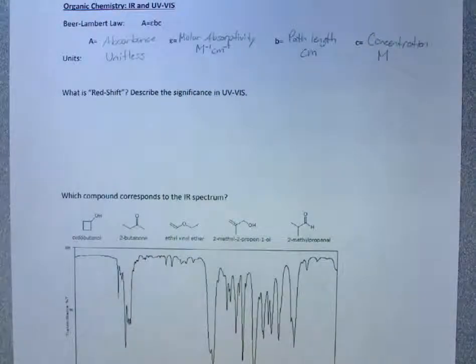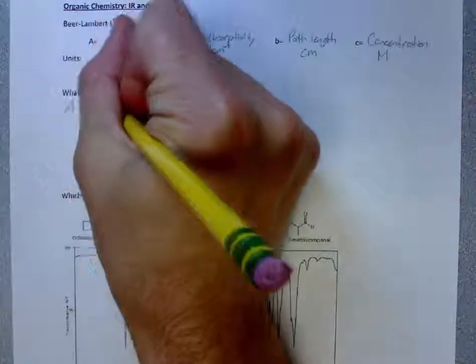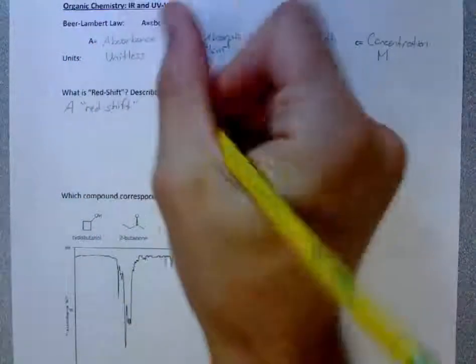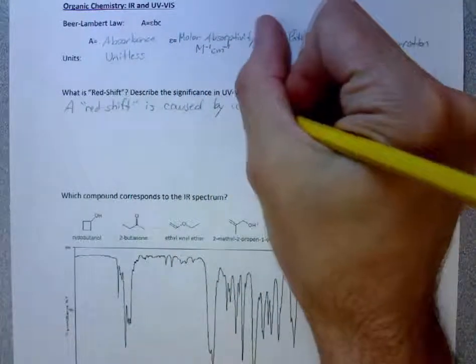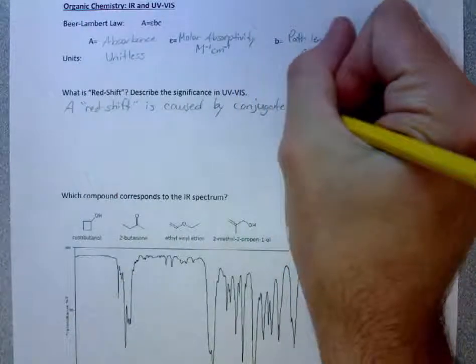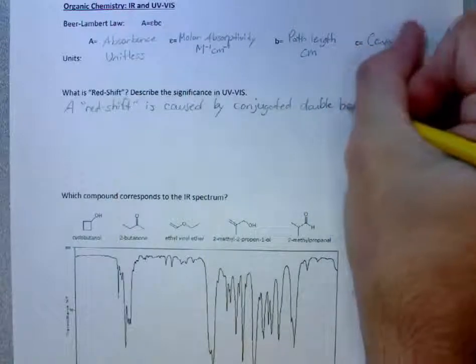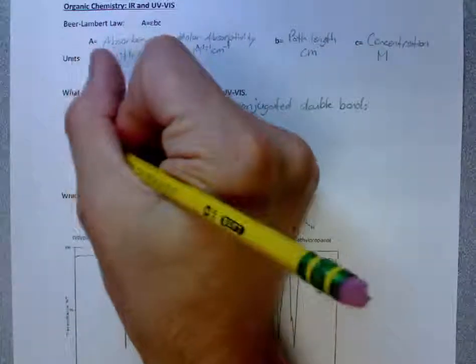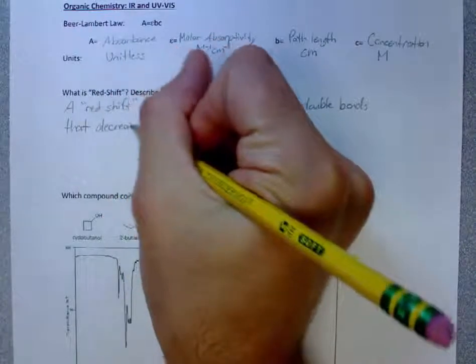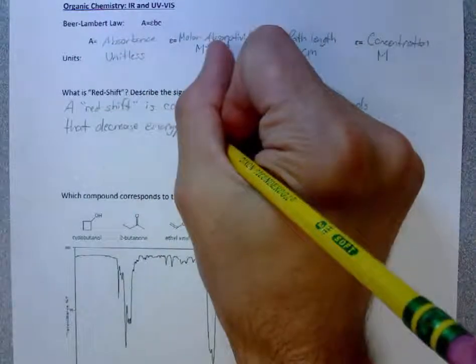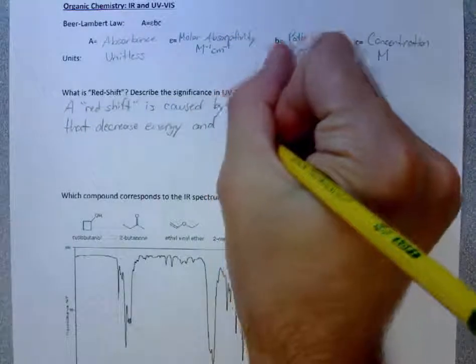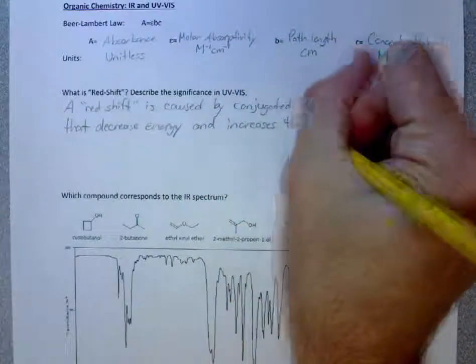The next question asks, what is redshift, and to describe the significance in UV-VIS. So for UV-VIS, a redshift is caused by conjugated double bonds that decrease the energy of a molecule, which in turn increases the max wavelength.